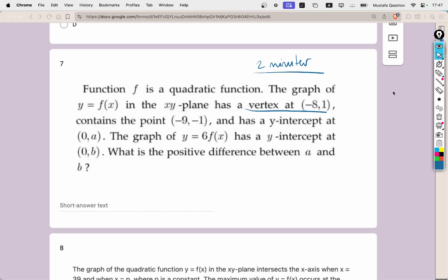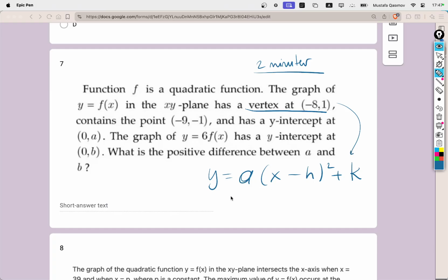Okay, very good. First, it's a vertex. If you say vertex, y is equal to a multiplied by (x minus h) squared plus k. Then enter this vertex here. Is it clear for everyone? Okay, I think this is clear. Let's continue.